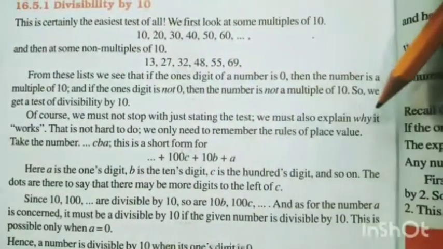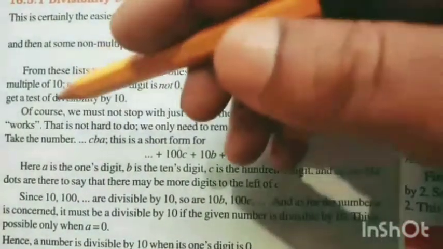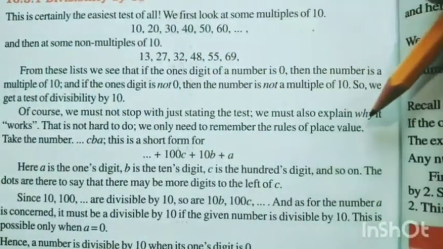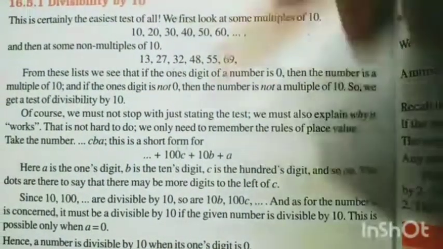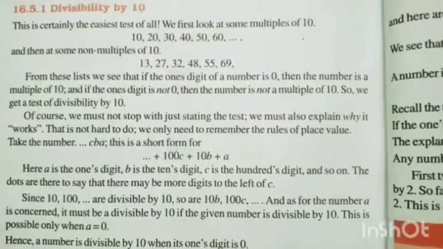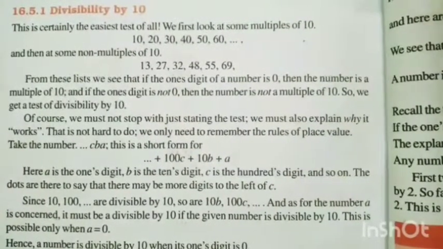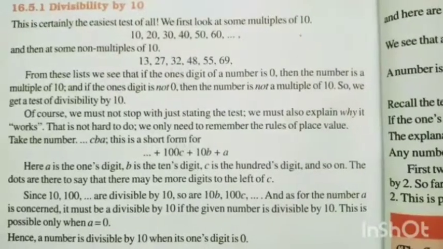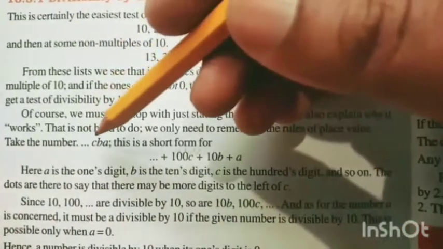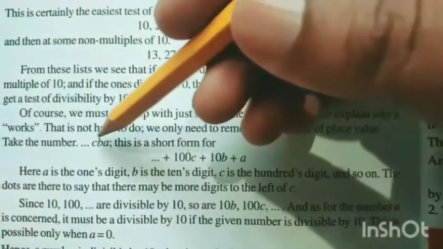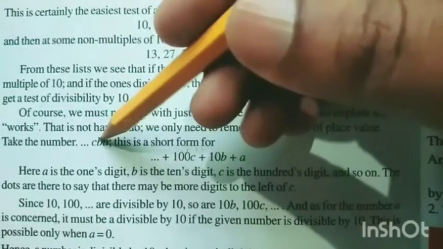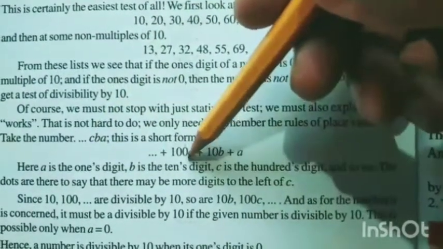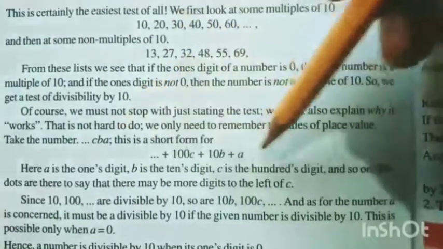We must also explain why it works. This is not hard to do. We only need to remember the rule of place value, because everything depends on the place values: ones place, tens place, hundreds place. This chapter is all about place values. So suppose this is a number CBA. A is in the ones place, B is in the tens place, C is in the hundreds place. That's why we multiply C with 100, B with 10 and A with 1.